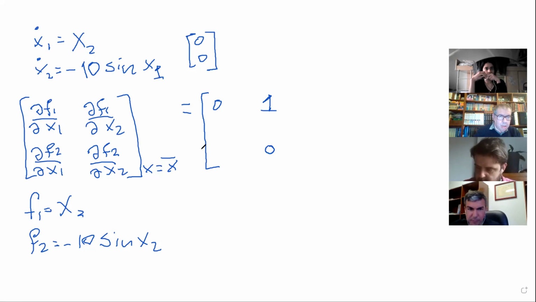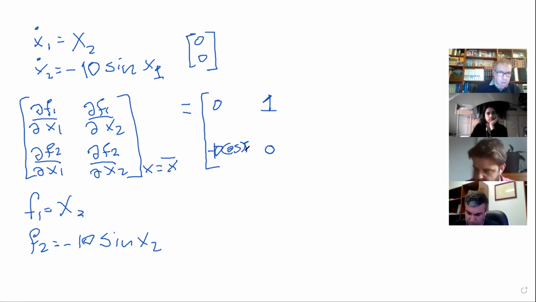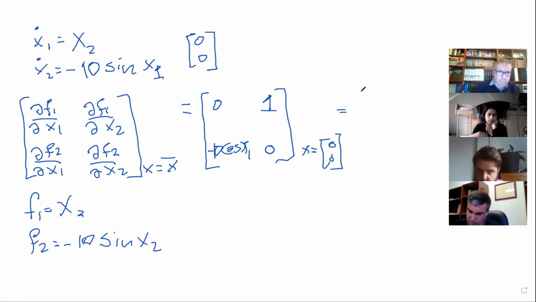And here, what is the derivative of the sine? Cosine. So this is minus 10 cosine of x1. Now, we are computing this for (0, 0). So 0 is always 0, 1 is always 1, and the cosine of 0 is 1, so this is minus 10. And this is 0. Now compute the eigenvalues.